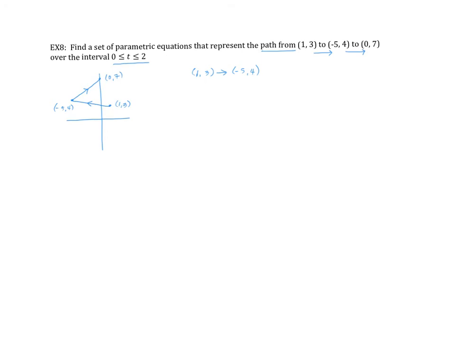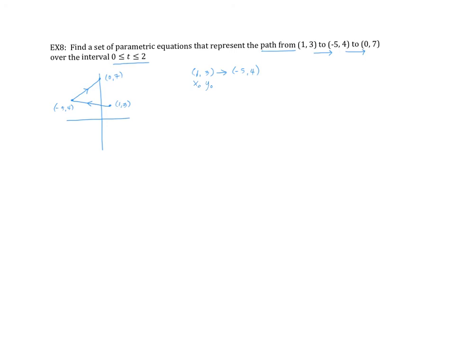Now, since these are two different line segments and they're going in two different directions, I'm actually going to have two sets of parametric equations to describe this path. The first path is going to go from t is equal to 0 to some t value between 0 and 2. And then for the second leg of my journey, I'm going to take that ending t value and then go to a t value of 2. So I'm going to choose my starting point 1, 3 to be the x sub 0, y sub 0. And then I'll end up at -5, 4.